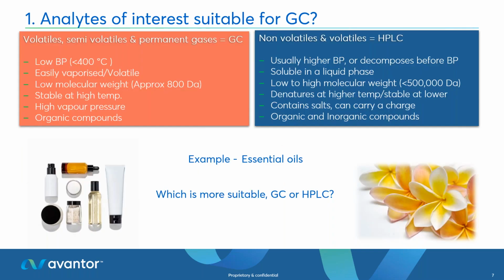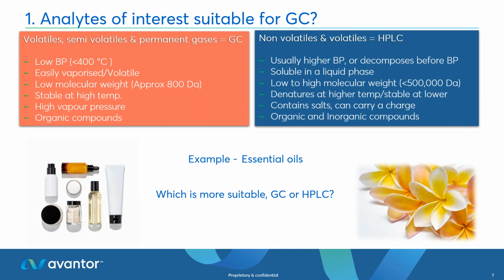HPLC is very popular just because it's a little bit more flexible with the type of compounds and samples that we can analyze. But GC is very specific for volatiles, semi-volatiles, and permanent gases. The boiling points tend to be low, below 400 degrees centigrade. We need the analytes to be easily vaporized and volatile, low molecular weights, stable at high temperatures, high vapor pressure, and they tend to be organic compounds.